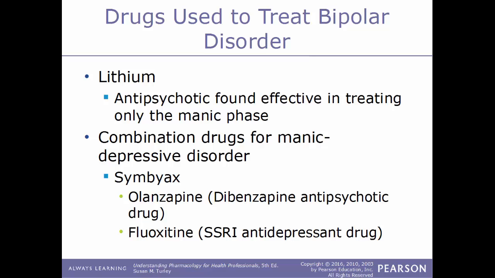The other kinds of drugs you'll see to treat manic depressive disorder are combination drugs. Some examples of this would be Symbyax, which is a combination of olanzapine and fluoxetine. And olanzapine is a dibenzapine antipsychotic, and fluoxetine is an SSRI.